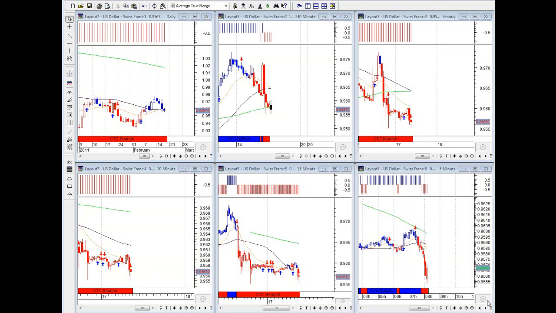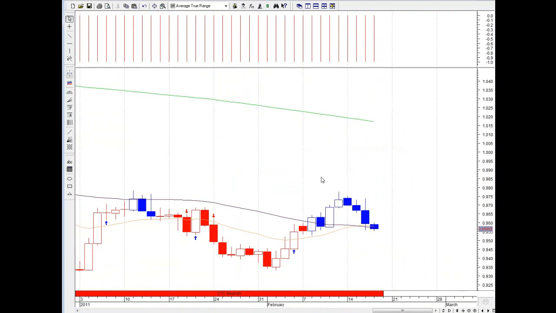Okay, the next pair I'm looking at this morning for the 17th of February 2011 is the US dollar against the Swiss franc. I've got up here my 6 time frames. I'm just going to have a look at the daily to look at the overall trend.